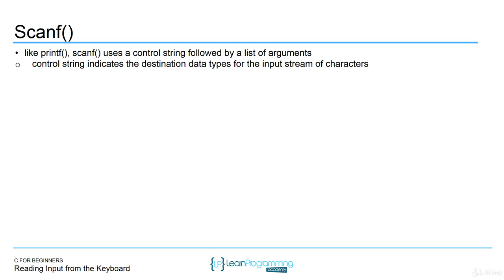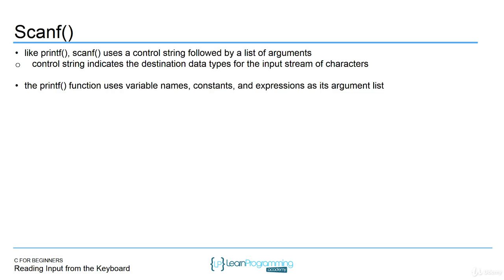So scanf, it's very similar to printf, but it is a little different in certain arguments that it takes. It still uses a control string followed by a list of arguments. So there's going to be something in those double quotes. The double quotes typically will only contain one thing, and it will be the format specifier, how you're going to convert the data. So the control string indicates the destination data types for the input stream of characters. It's that format specifier. %d, %c, %s, %f for float, and so forth.